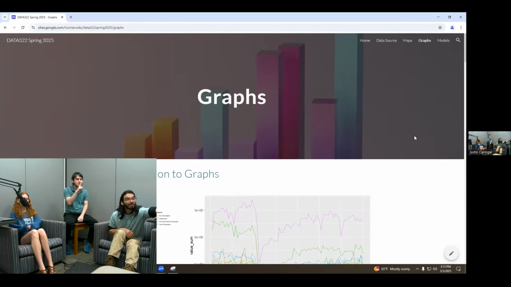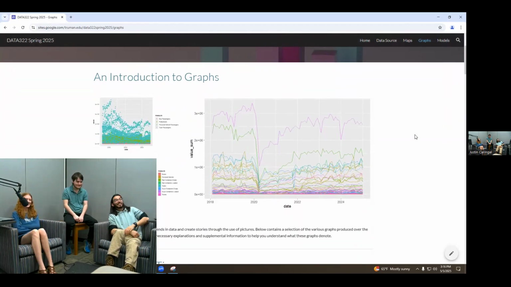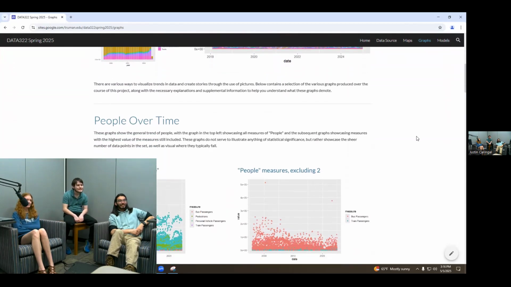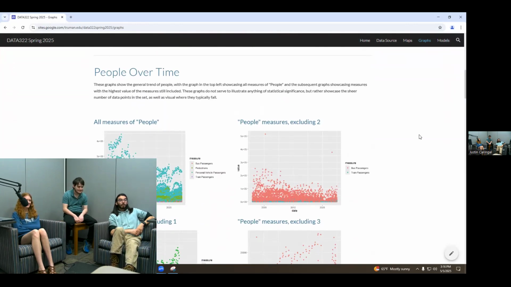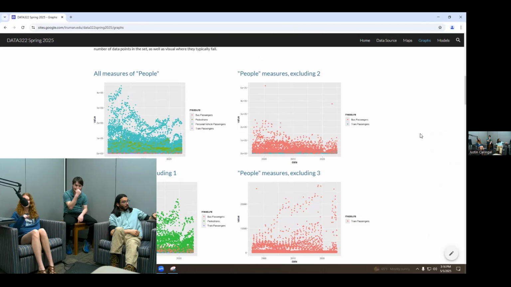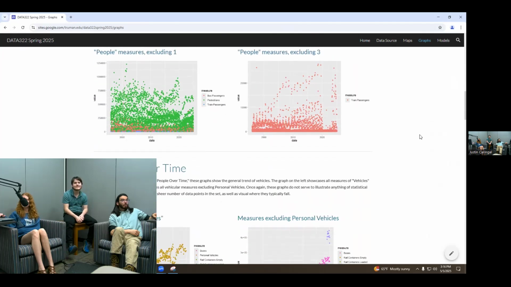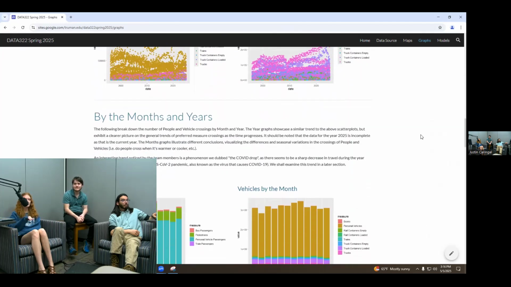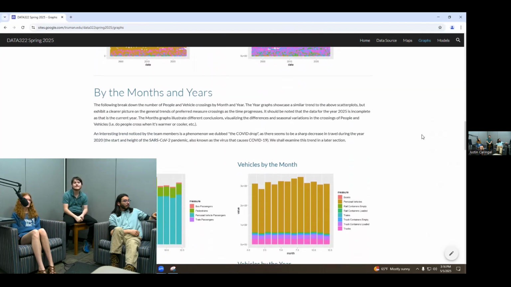Talking about the graphs, we used various different types of graphing, with people over time. So we can see all the measures that people use. These are mainly just to visualize the data. They weren't used for any statistical tests or to derive any statistical significance from them. It's just to illustrate the types of data that we have here. We also do this for vehicles over time as scatter plots. And then we broke it down in some of our charts and bar plots by month and year, so breaking it down by January, February, March, April, something like that.